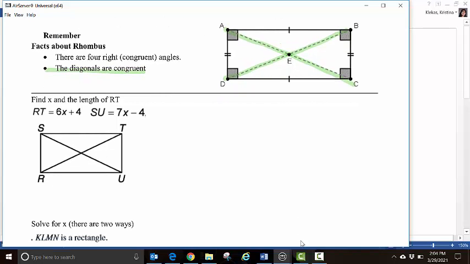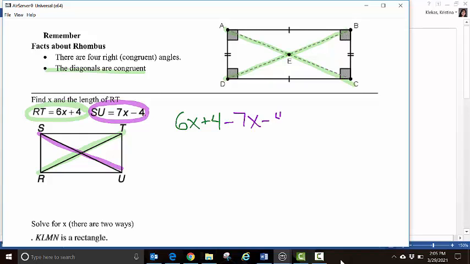So it says RT, this is 6x plus 4. And SU, this is 7x minus 4, but since it's a rectangle, we know that they're the same. So 6x plus 4 equals 7x minus 4. Draw my line through the middle.